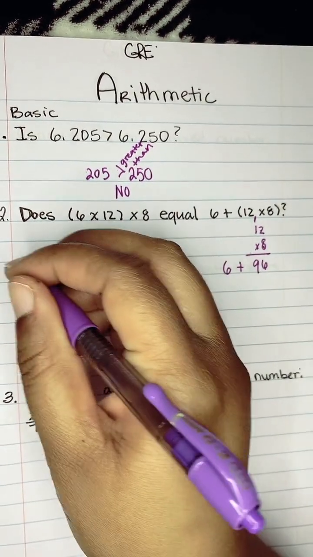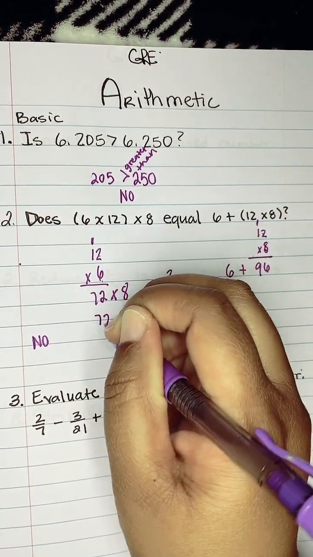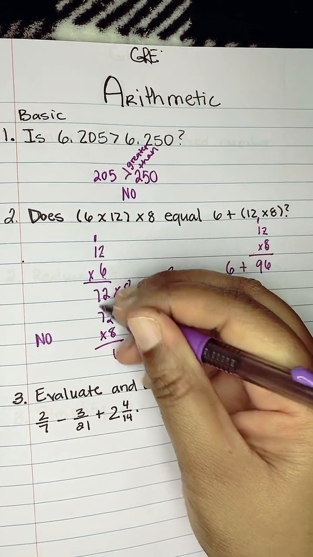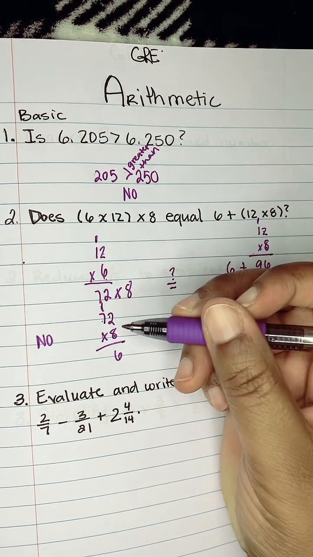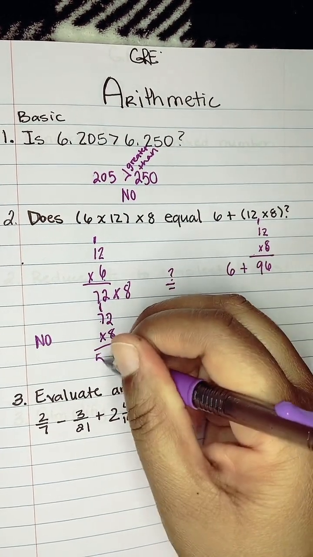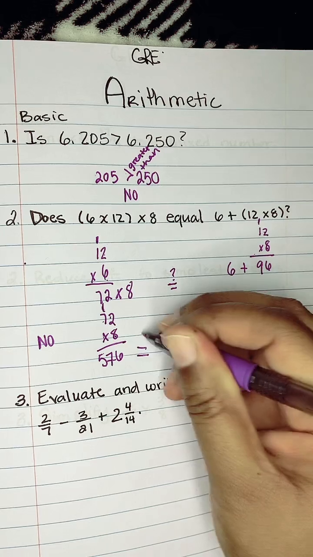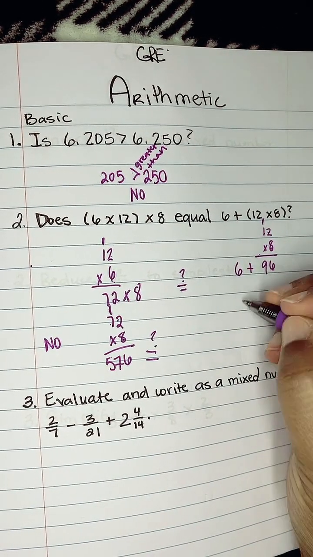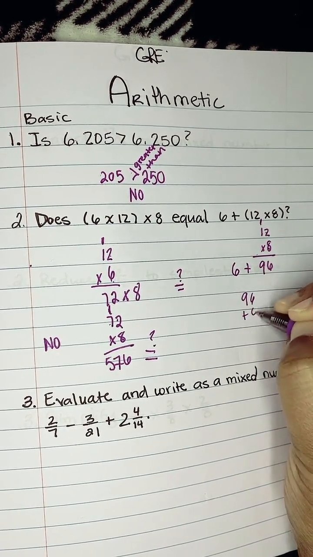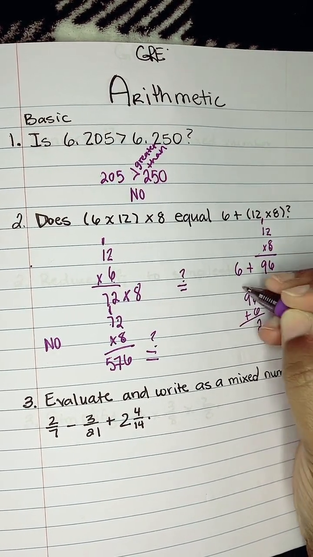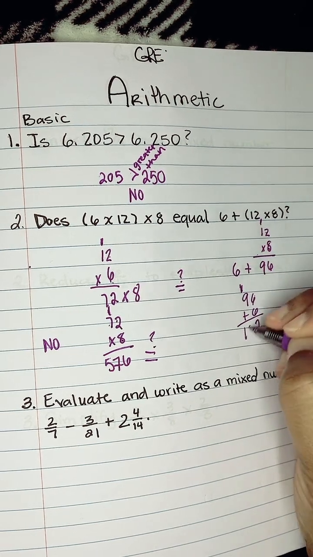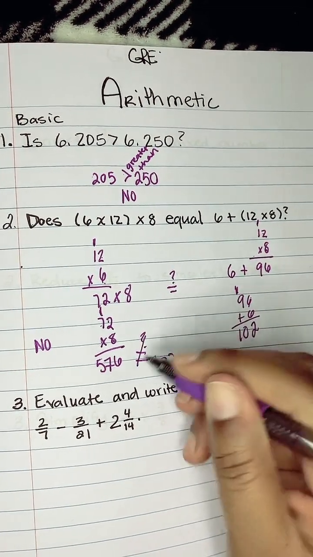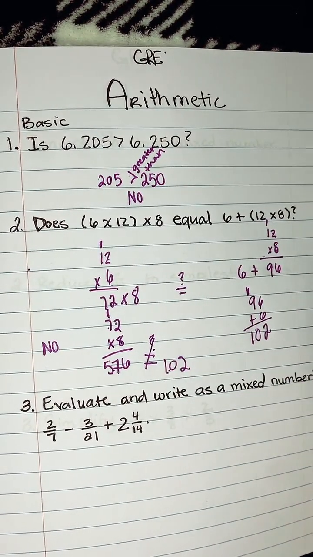So we're going to show 72 times 8. 8 times 2 is 16, carry the 1. And then 8 times 7 is 56, plus 1 is 57. And we're questioning, does 576 equal 96 plus 6? 6 plus 6 is 12. And then 9 plus 1 is 10, so that's 102. Do they equal each other? No. And then that's how we would show that.